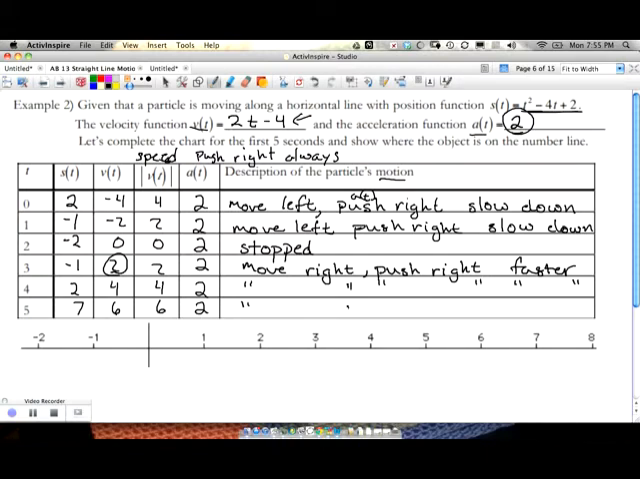If our velocity and acceleration match, if they're both the same, we move faster. But if they are opposing, one's left, one's right, or vice versa, then we're slowing down. So that's the general idea.